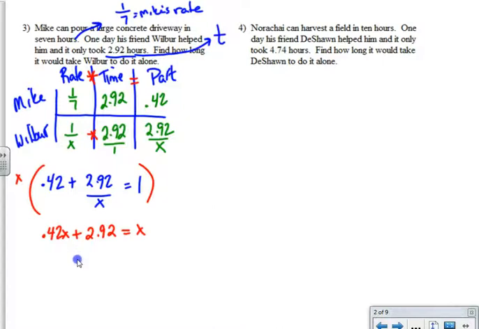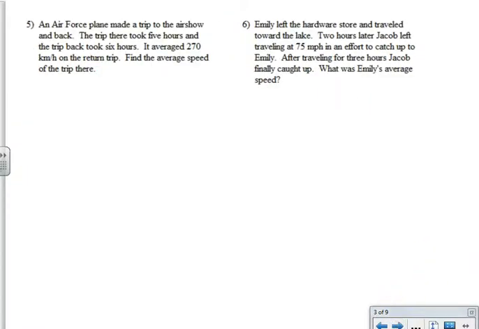And when I subtract 0.42, excuse me, from 1x, I get 0.58x. And then dividing by 0.58, I find out that Wilbur's time is roughly 5.03 hours. So had Wilbur done that job alone, it would have taken him about 5 hours. I'm going to let you finish number 4 on your own because it's very similar to number 3.